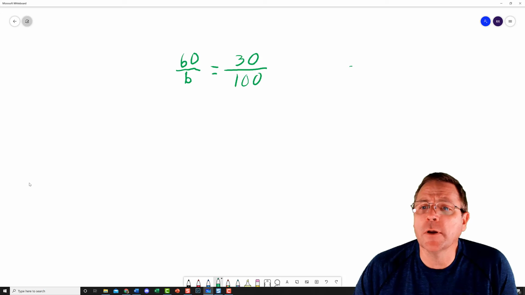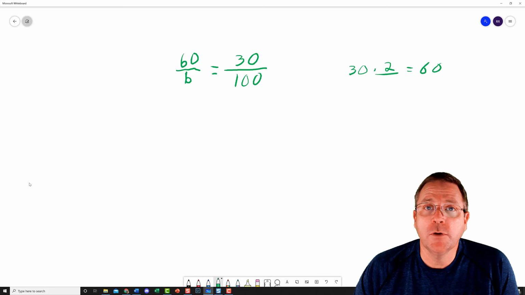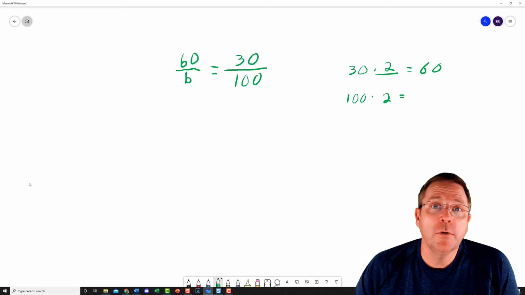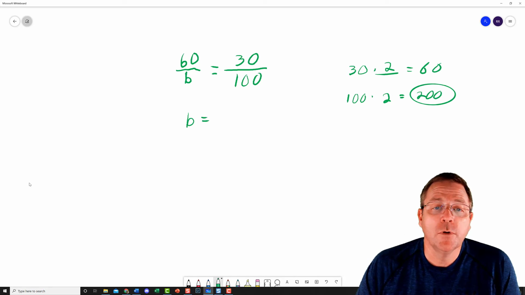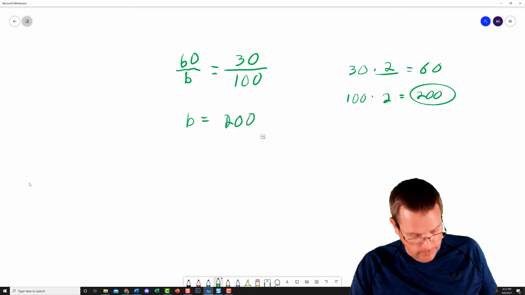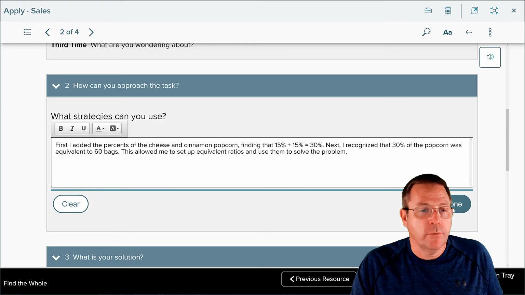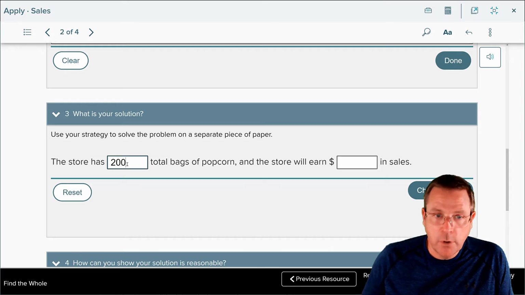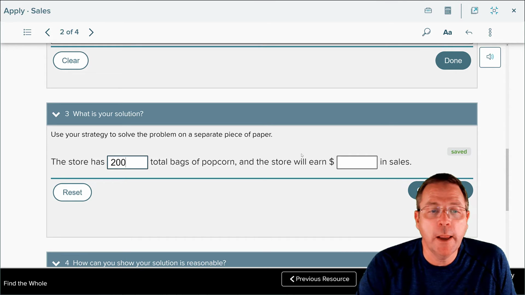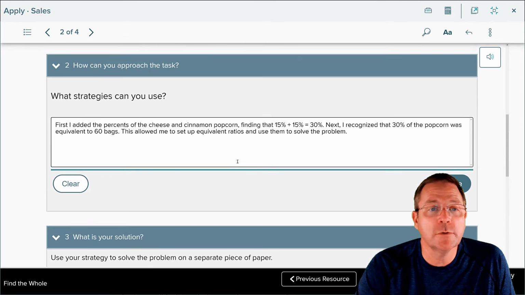Super easy stuff here. So I'm going to come off to the side. 30 times what number is equal to 60? That is of course going to be 2. So then I'm going to take my 100, multiply it times that same 2 to find out the total bags of popcorn is going to be equal to 200. So my bags of popcorn is going to equal 200. I'm going to come back to my original problem, scroll down. The store has 200 total bags of popcorn.